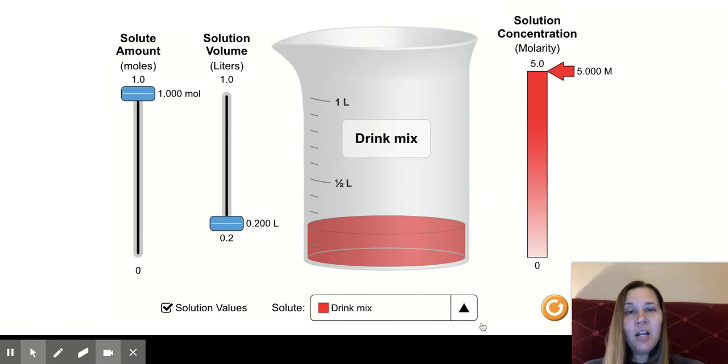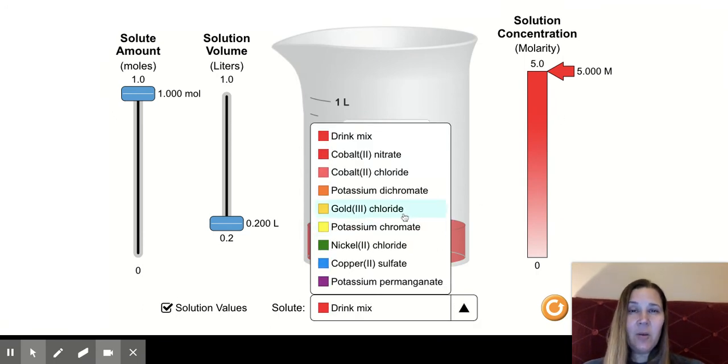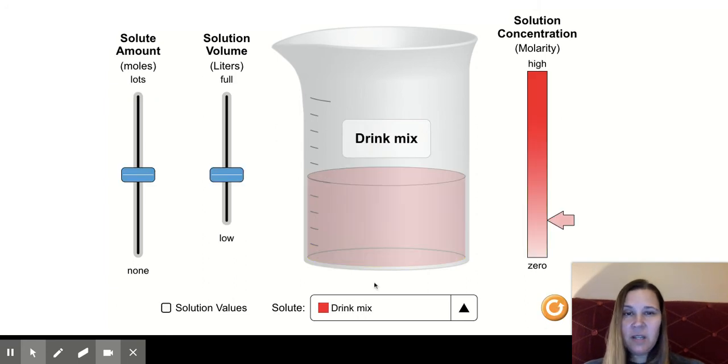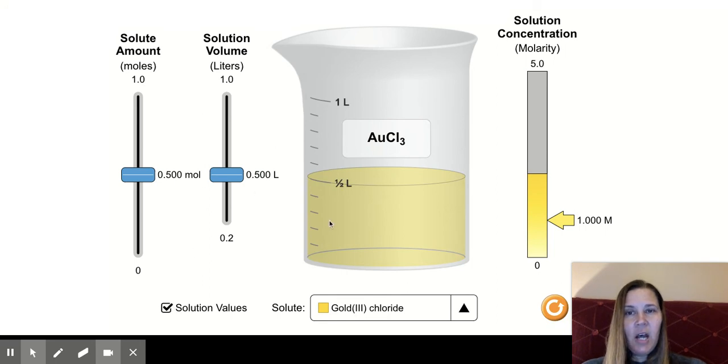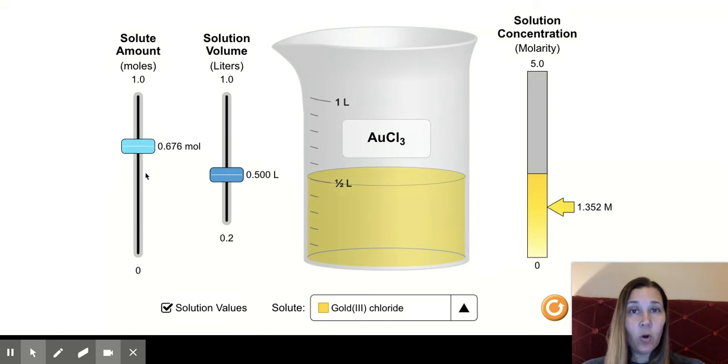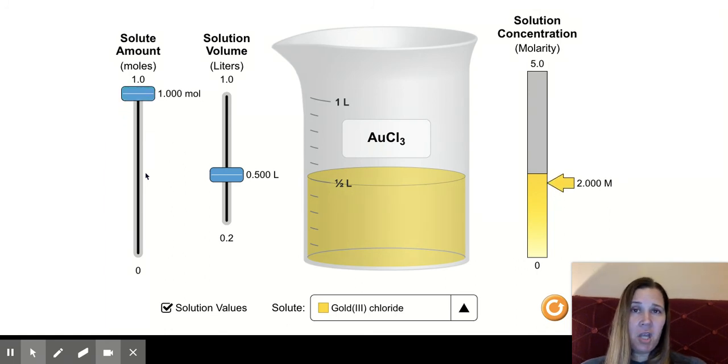All right, I'm going to change this to something else. I'm going to go with gold. I'm going to reset the gold and show you some stuff. Right now we're at 1 molar of gold chloride. I'm going to add some solute. I keep adding. Notice your concentration's going up. The more solute you have per volume, the higher the concentration. We keep going. We're good. Okay, so 2 molar.